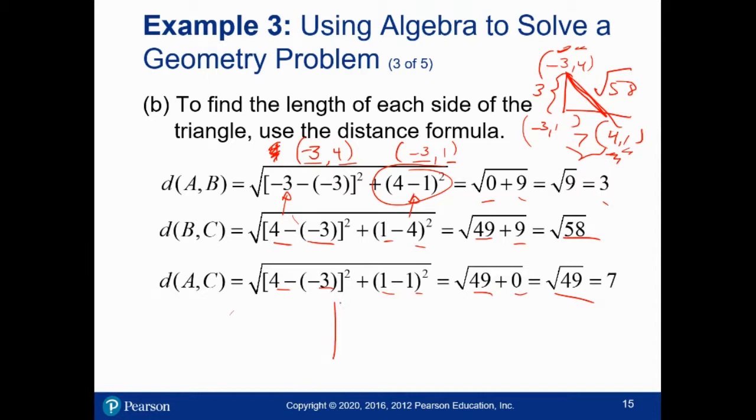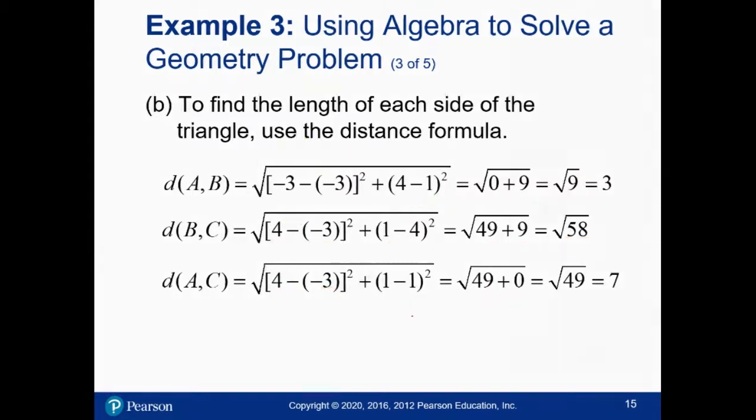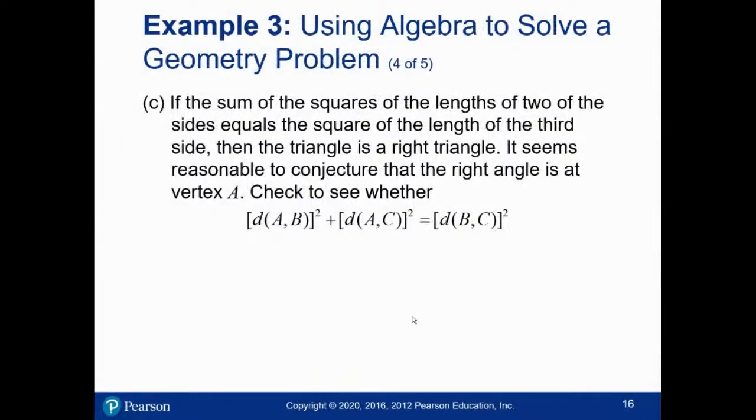Okay. So just to draw again, we have a 7, we have a 3, we have a root 58. The next part asks us, is this a right triangle? All we have to check is if I take the two shorter lengths, the 3 and the 7, and I square them and add them up, do I get the same thing as if I had just squared the longer one? Everyone knows if you have a right triangle, then a squared plus b squared equals c squared.